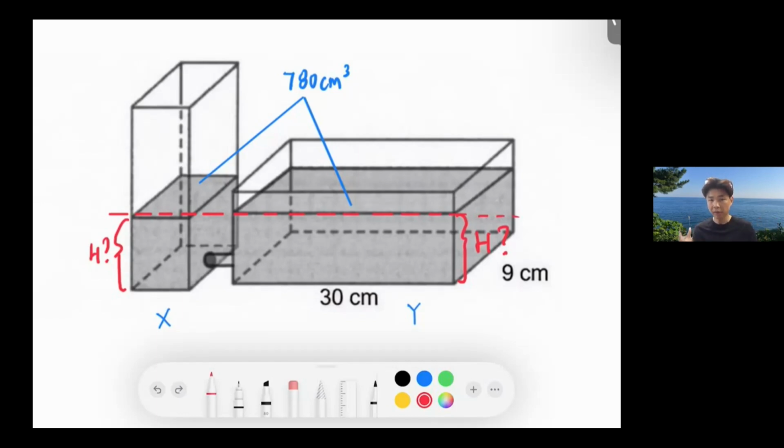Because now this 780 cubic cm of water is resting on both the base area of X and Y. So if you take 780, the total volume of water in both containers, divide that by the combined base area of X and Y, that will give you the height of the water level. So with this understanding, I'm going to show you a step-by-step explanation to solve this PSLE volume question.